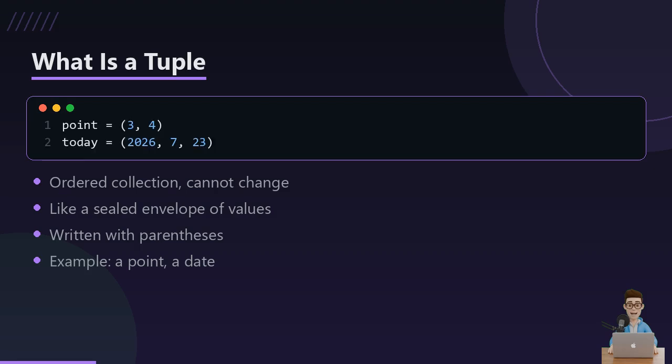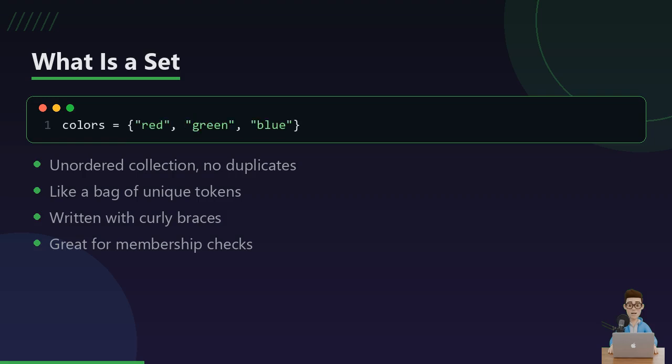Once you put values inside and seal it, you cannot swap what is in there. A tuple is just an ordered group of values that is locked after creation, and we write it with round parentheses. A set is more like a bag of unique tokens. You can toss tokens in, but if you toss in one that is already there, nothing changes. Duplicates just get ignored. There is no order to a set, and it uses curly braces.